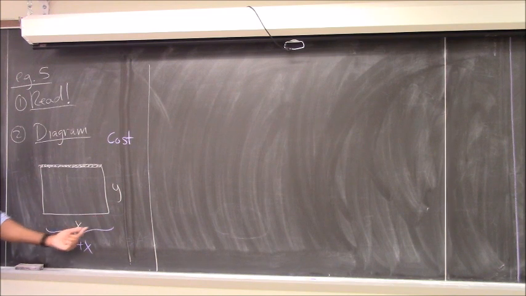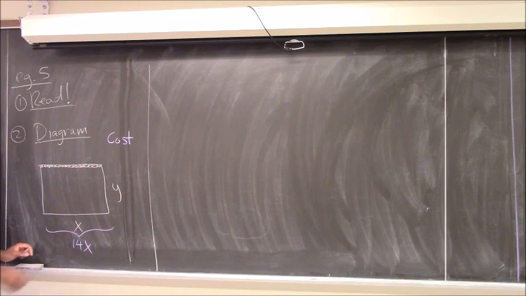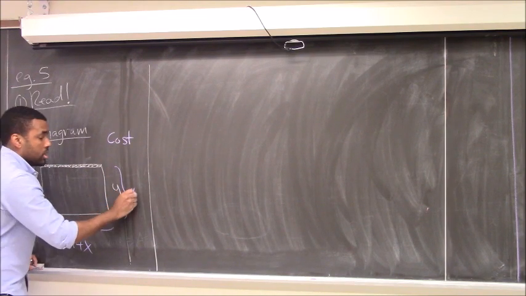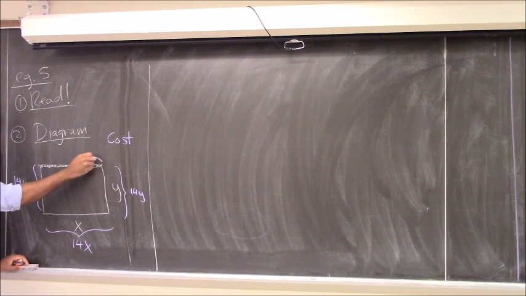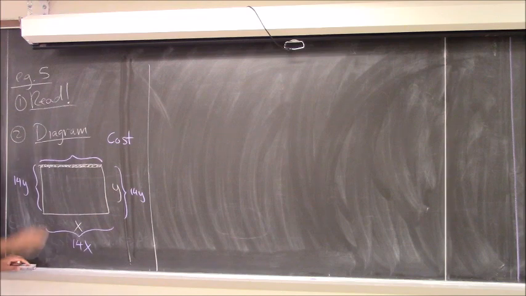There are x feet here. It's $14 times the amount of feet. This part here, again, would cost 14 times the number of feet. This part here would be 14 times the number of feet. This part here, 28x, would be 28 times the number of feet.